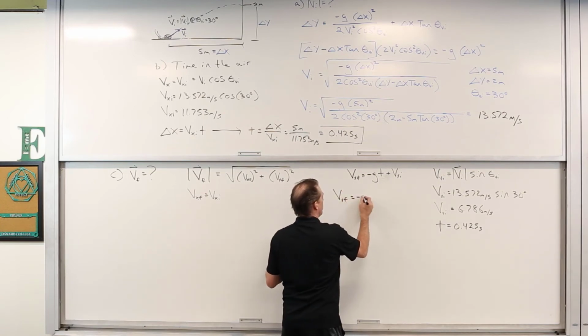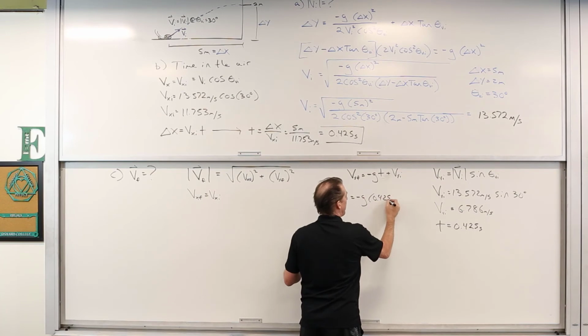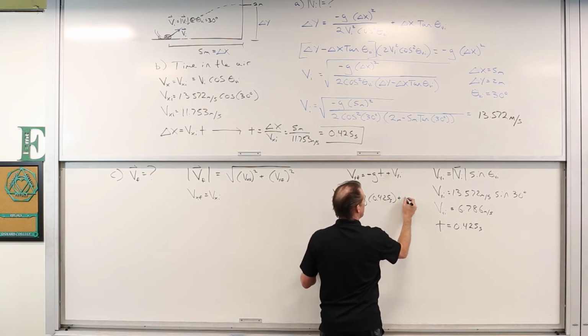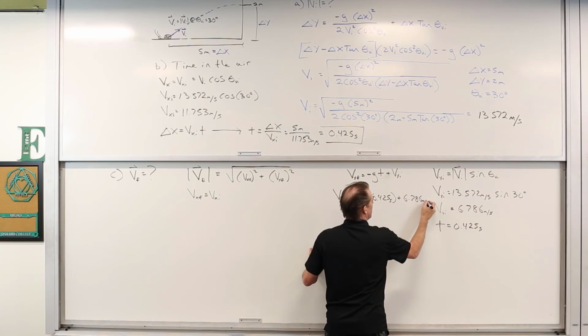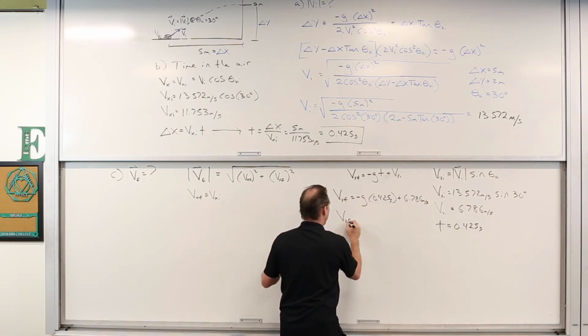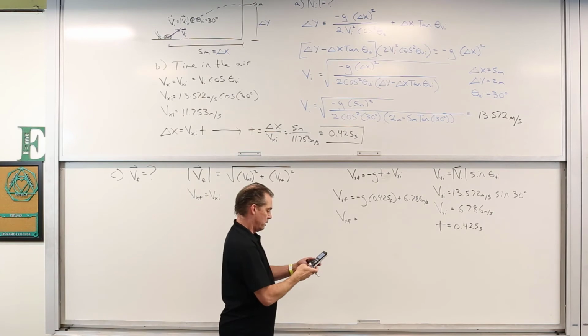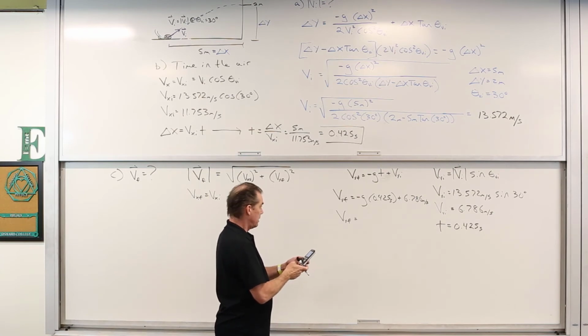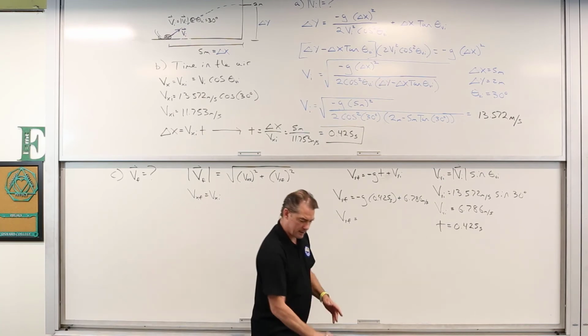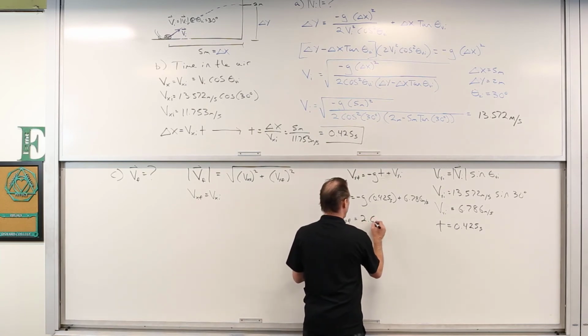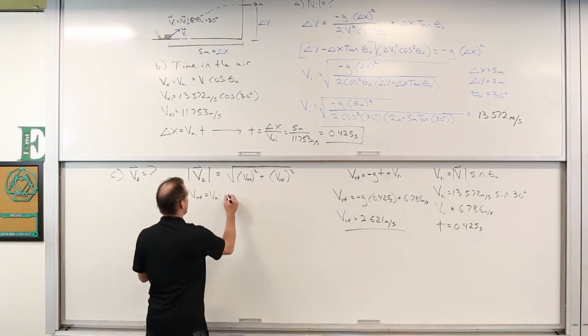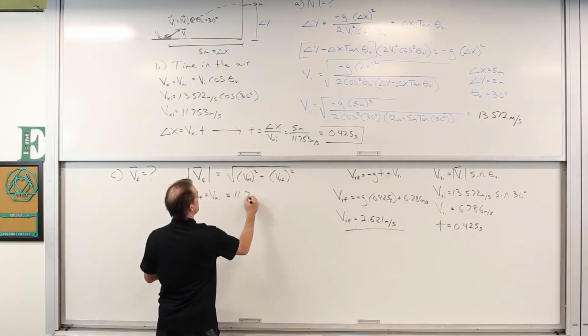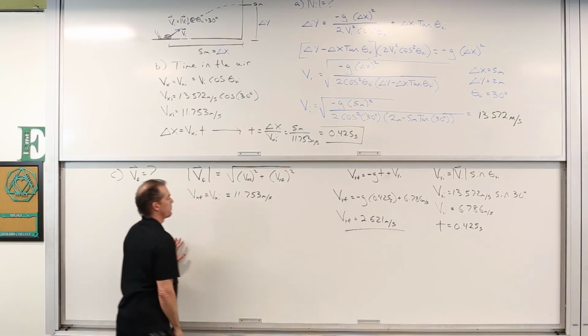Vy final is equal to negative g times 0.425 seconds plus 6.786 meters per second, which gives us that vy final is indeed equal to negative 9.8 times 0.425 plus 6.786, which is 2.621 meters per second. And vx initial was equal to our 11.753 meters per second.